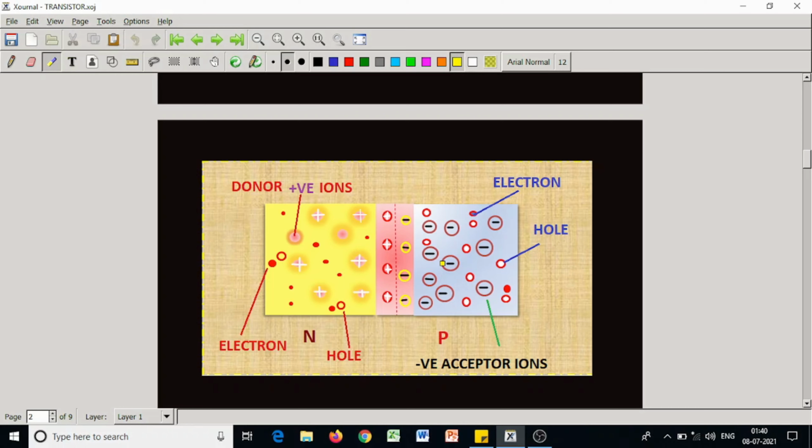So an unbiased PN junction does not carry any current. They restrain further flow of any majority carriers.